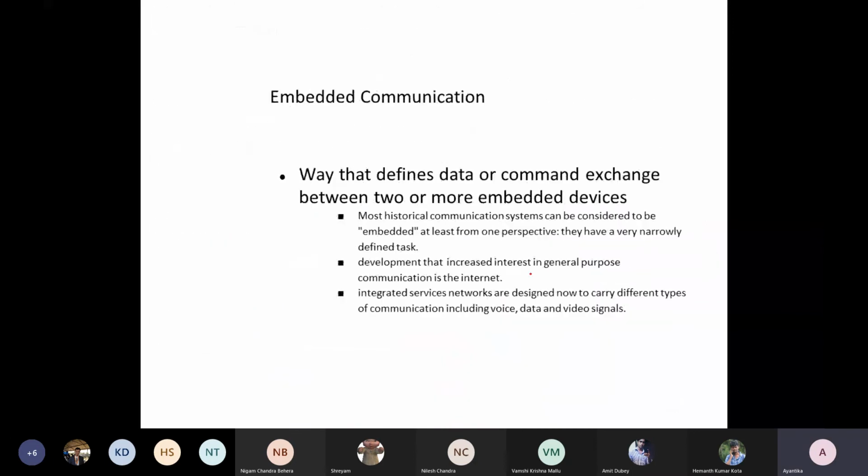Now, when we start our embedded communication, which I will start from next day, there will be two challenges. First, as I have already told you about the embedded concept: embedded means one small device embedded maybe in a larger device. Okay, that is the basic meaning of embedded.